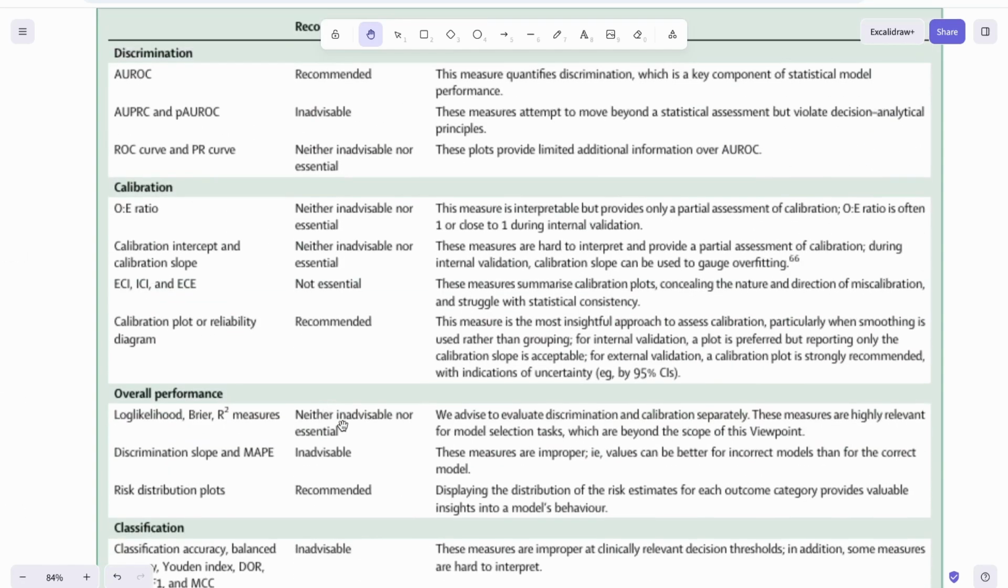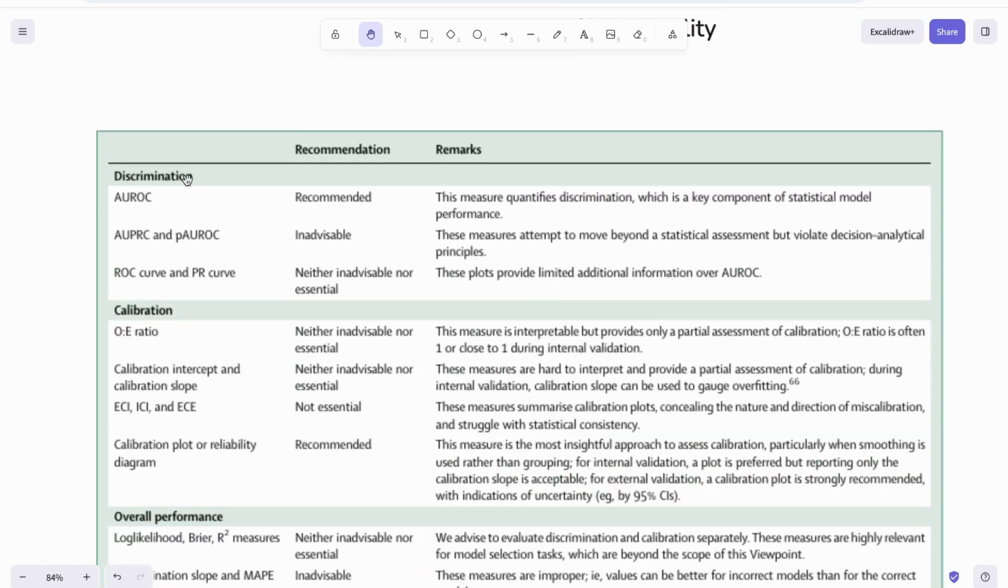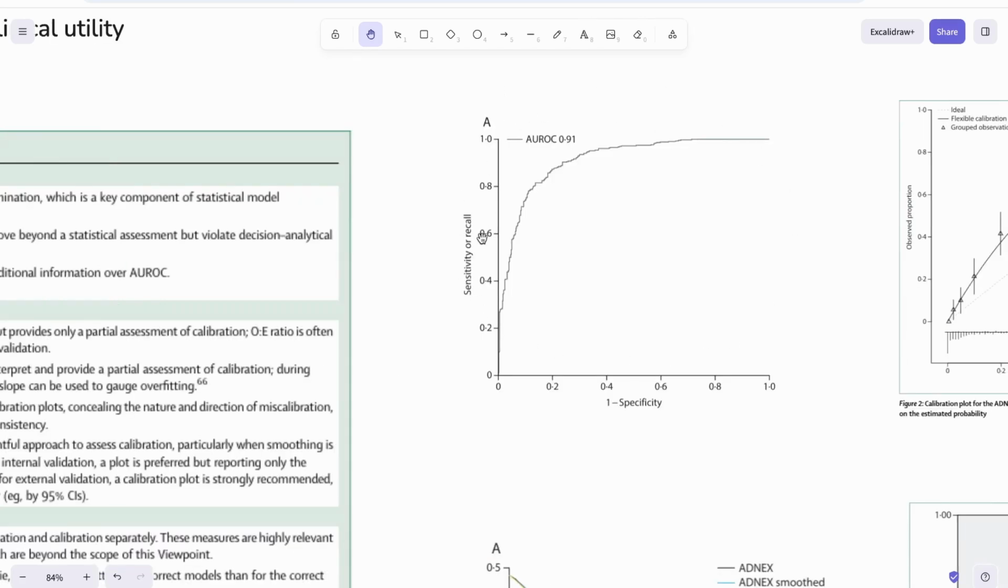So from all those 32 measures, they found that, for example, in discrimination, what you need to look at is the area under the receiver operator curve. So they recommend including that, and looking at that, if you're looking at a paper or a clinical AI tool, see the area under the receiver operator curve. This measure quantifies discrimination, which is a key component of statistical model performance. So it tells you, is the model able to correctly identify if a patient has a disease or not? And it looks something like that. It's a plot of the sensitivity or recall as a function of 1 minus specificity.